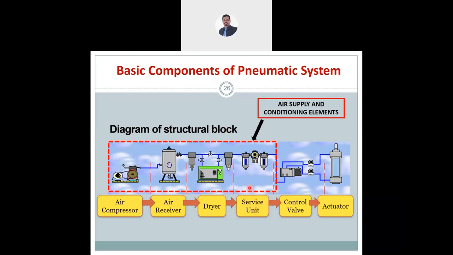After you prepare these, we call this the air supply and conditioning element. In this red box, it is basically to prepare the air before it is channeled to your system. Sometimes the air is already dry enough, so you don't need a dryer. It depends on your system. Once you finish this, then you channel to your control valve, then your actuators.